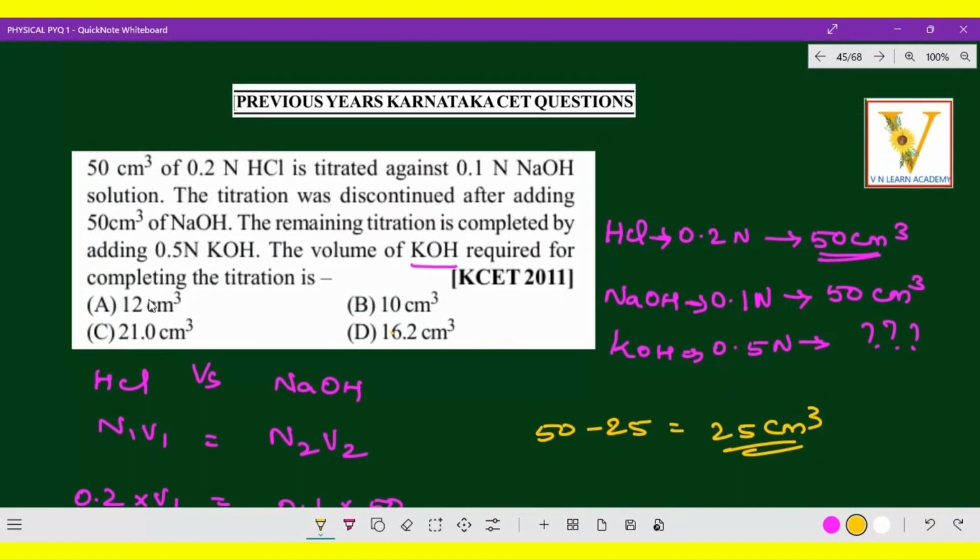Here it is 10 centimeter cube, no? So it's a 10 centimeter cube. Yes, option B is the correct option. I hope you got the clarity.